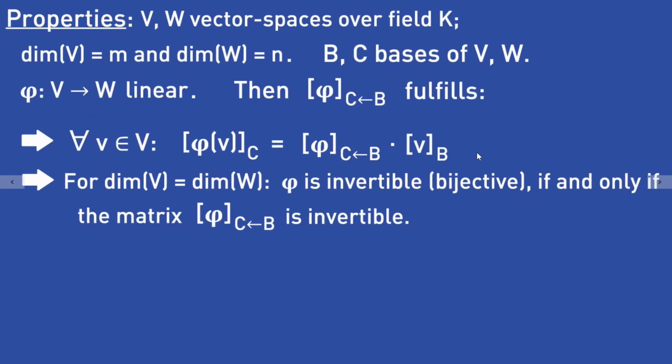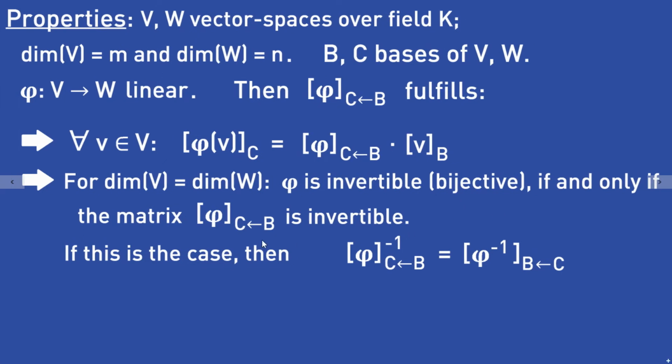For the dimension of V equal to the dimension of W, phi is bijective if and only if the matrix representation of phi from B to C is invertible. If this is the case, then the inverse of the matrix representation of phi from B to C is the matrix representation of the inverse mapping of phi from C to B.